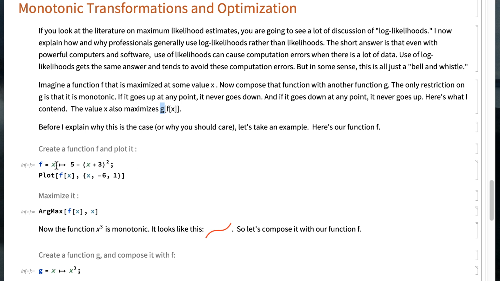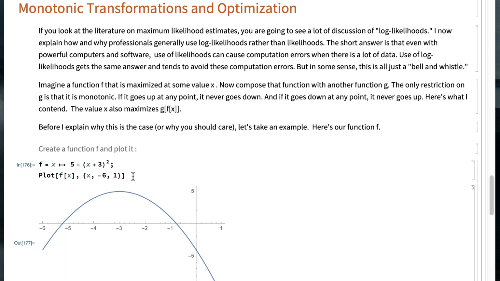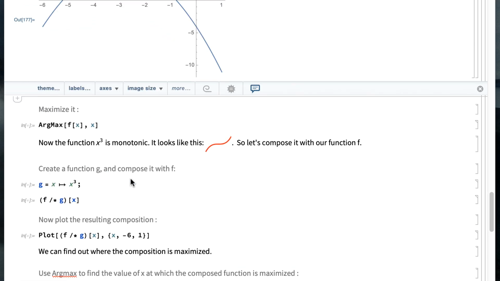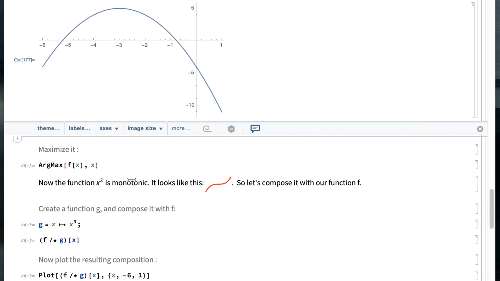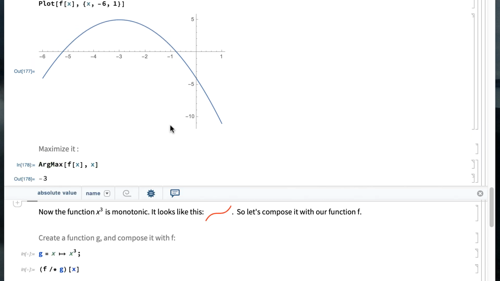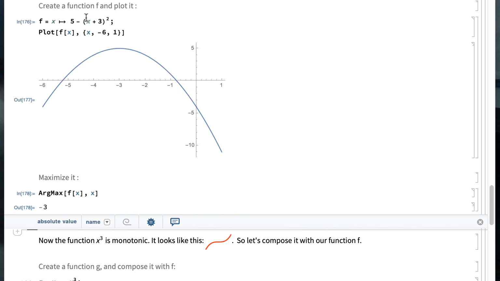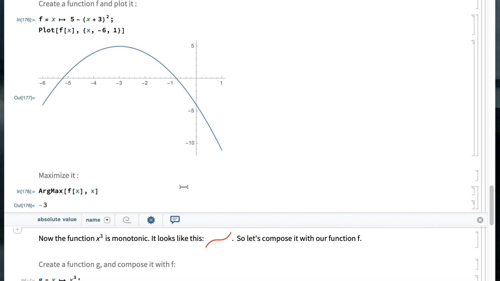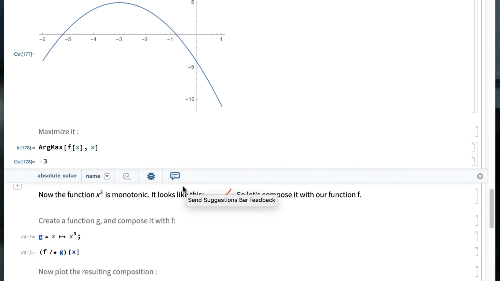Supposing our first function f takes 5 and subtracts from that x plus 3 squared. And we can make a little picture of that. All right, there it is. And we can now tell our friends at the kernel to maximize it. So we do. And we get that it's maximized at -3, and perhaps some of you can intuit why that is. Now, the function x cubed is monotonic. It looks like this. So let's compose it with our function f.